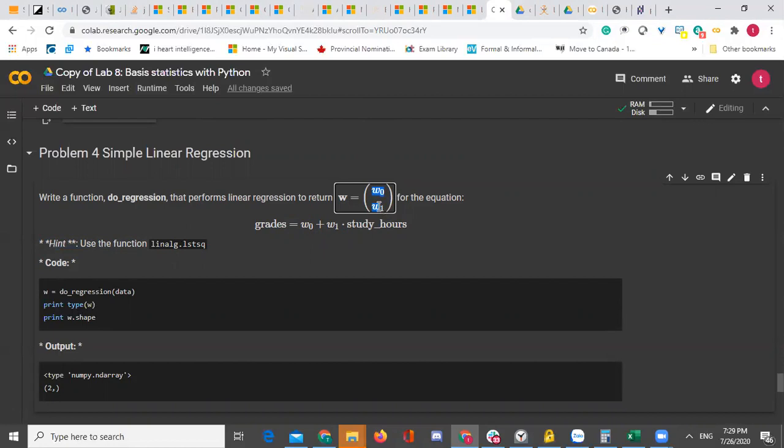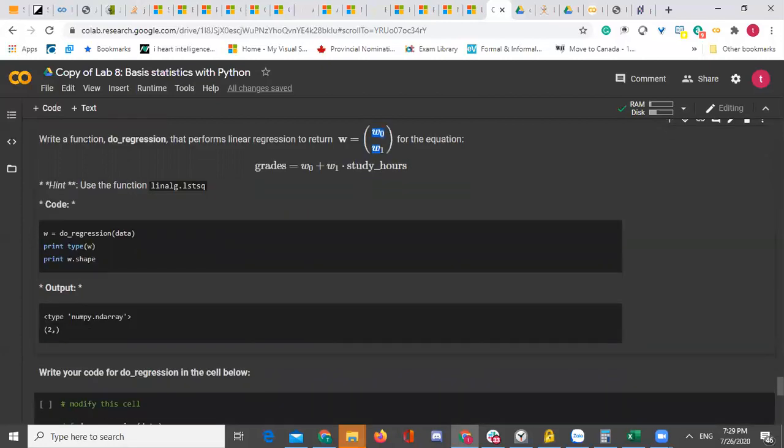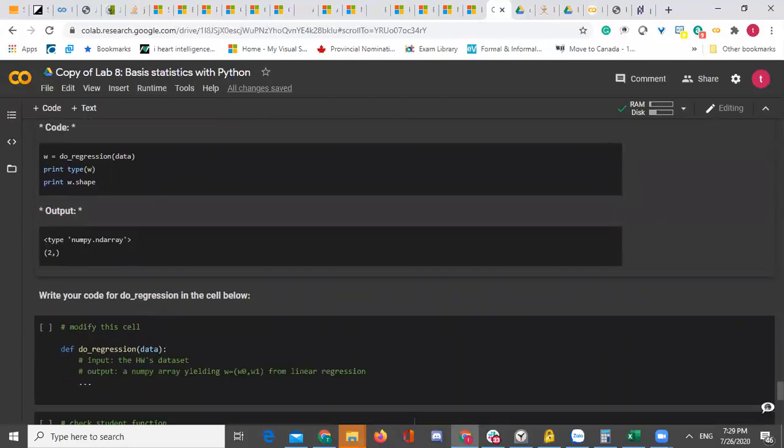Okay. W, W0, W1, it is a vector. It is a vector of shape 2 rows, 1 column. The equation they wrote below, you could write it again. Let me write it and show you. Grade equals W0 plus W1 times study hours.